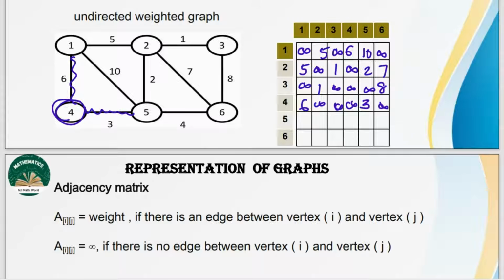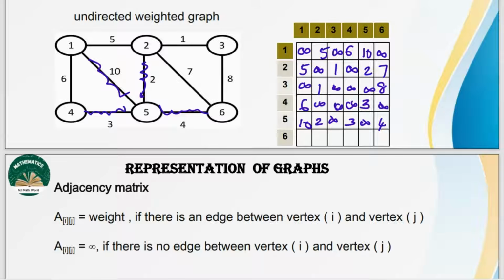Then next one you have is 5. From 5, 5 to 2 is 2. Then 5 to 4 is 3. Then 5 to 1 is 10. Then 5 to 6 is 4. The remaining will be infinity.